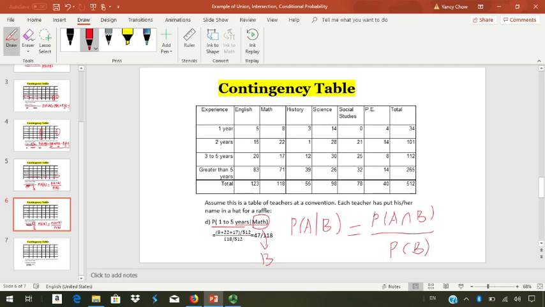So A and B, 1 to 5 years and math. You need to add these three together and divide it by the total number. That's the probability A and B. And divide it by the probability of B. B here is teaching math. So for math, the total number is 118. So that will be the probability of B.